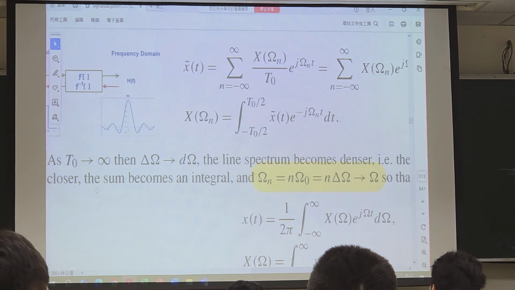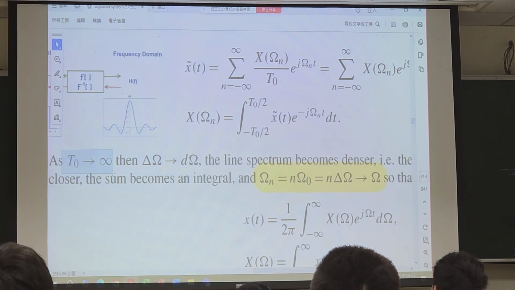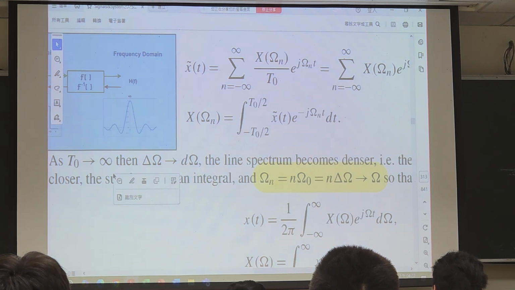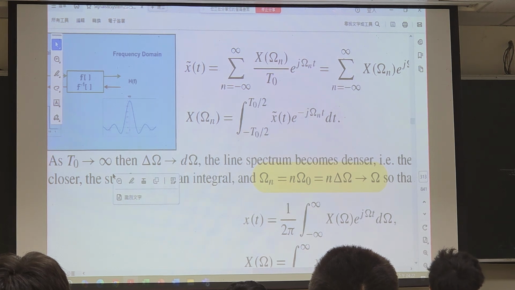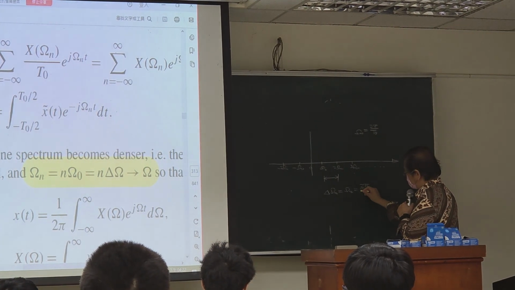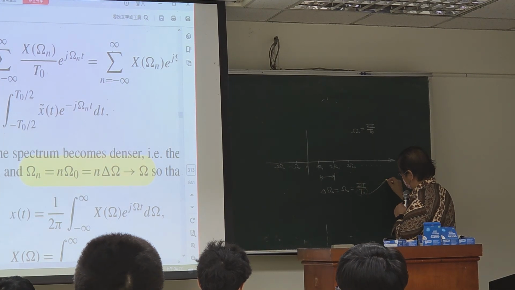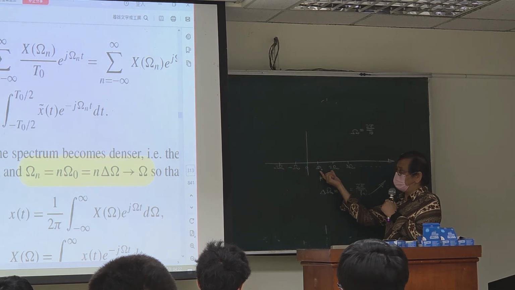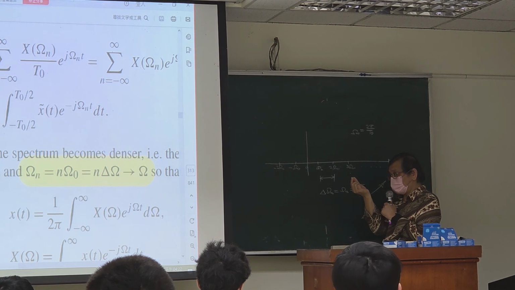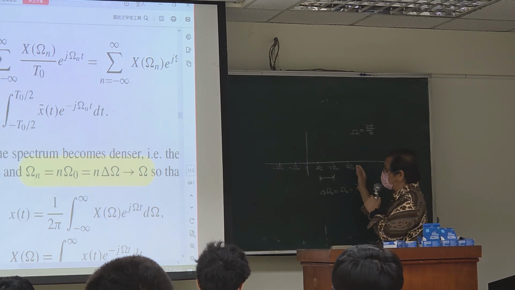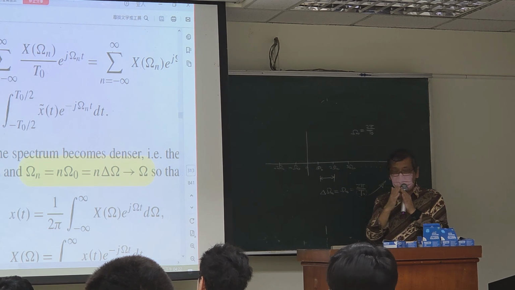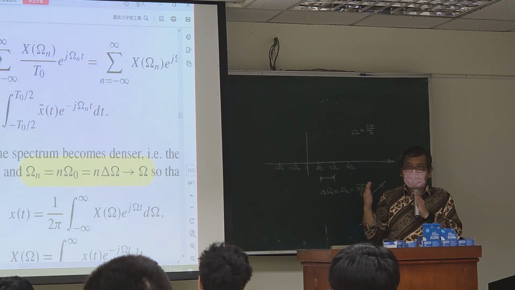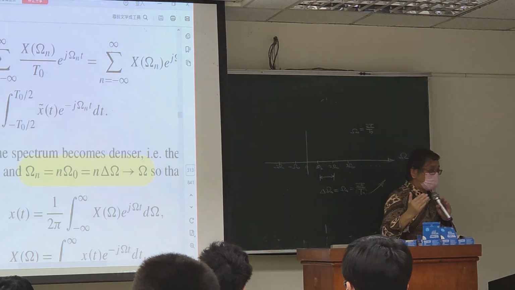And what we're going to do now is to let this period be a huge number, a big number. So this is 2 pi over t sub 0. Now, if this t sub 0 goes to a very, very large number, then you can imagine that the distance between the two frequencies becomes smaller and smaller. So eventually, those frequencies will be very close to each other and become a continuous distribution.